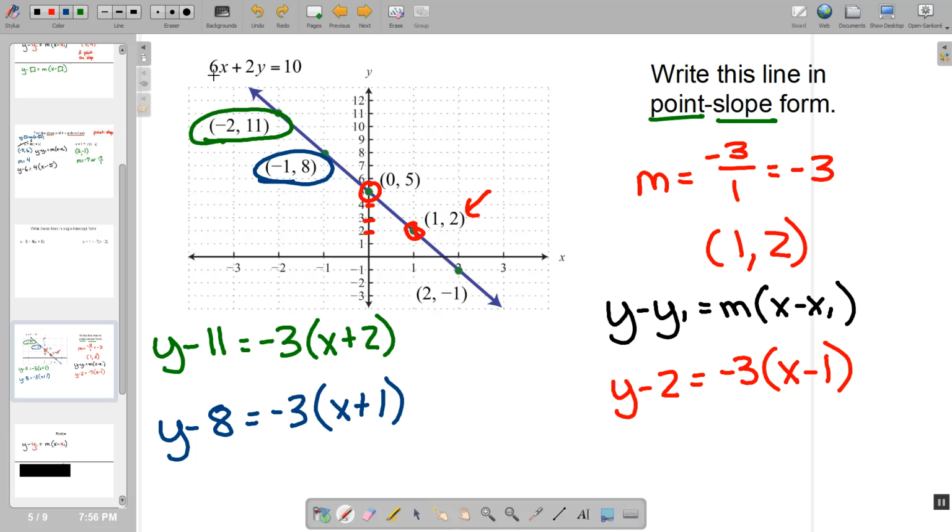And just because our standard form equation up here was 6x plus 2y equals 10, that's the only standard form equation you can write for that line. But you can write an infinite number of point slope equations. So it gives us a little bit more flexibility when we're working with lines, especially ones that don't intersect at a nice clean number like 5.